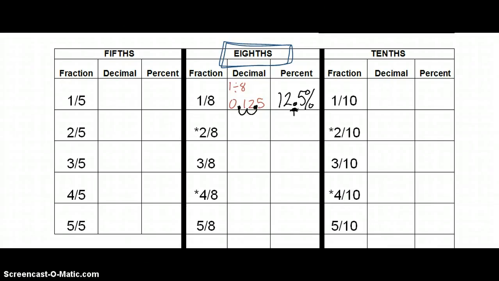So now let's go ahead and try some on our own. That was fractions to decimals to percents.